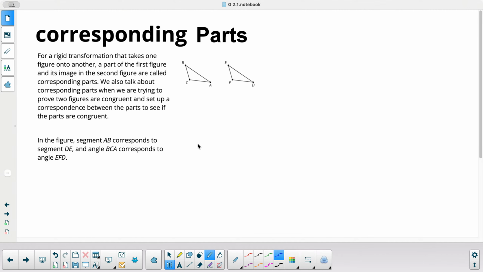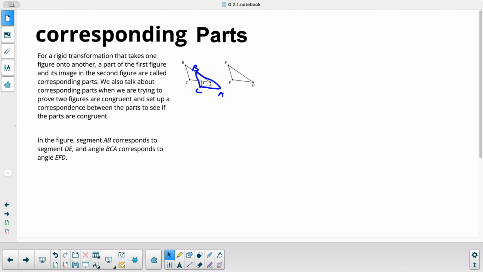So kind of think of it like this. If I were to trace triangle ABC, this one's real easy because it's just a translation from my rigid motion. You can see here AB and DE correspond, okay? So make sure you say A, B, D, E in that order because you want the corresponding angles to match up. So AB corresponds to DE and angle BCA. So BCA would be right here. So this angle corresponds to that angle right there, EFD.